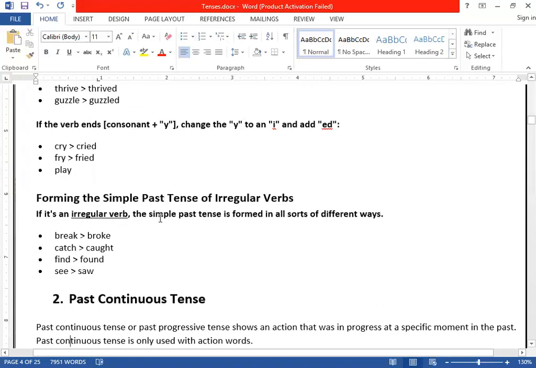You will have irregular words. If you do not know them, you can watch that video on YouTube. Break, broke. For irregular words there are no rules, unlike regular words, like cut, teach, taught. Clear? We do not have rules for them. So that was all about your simple past tense.